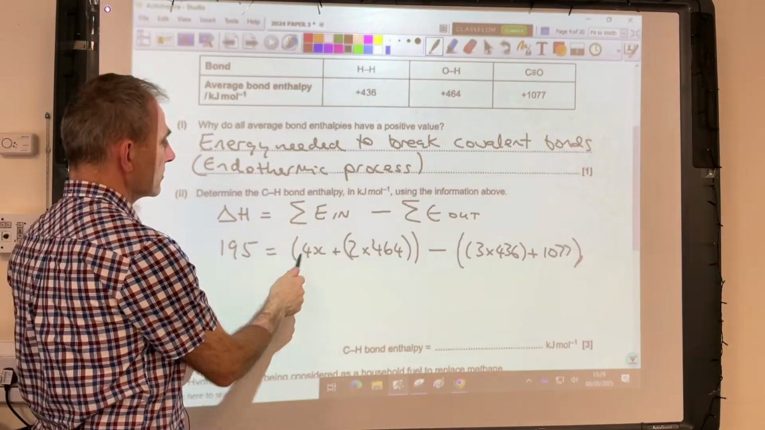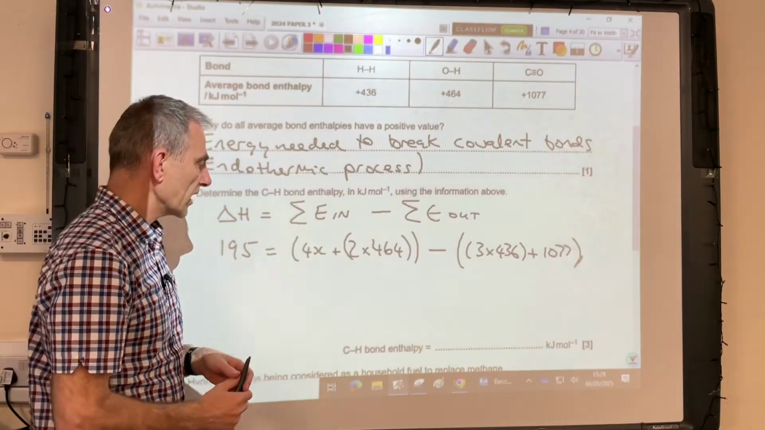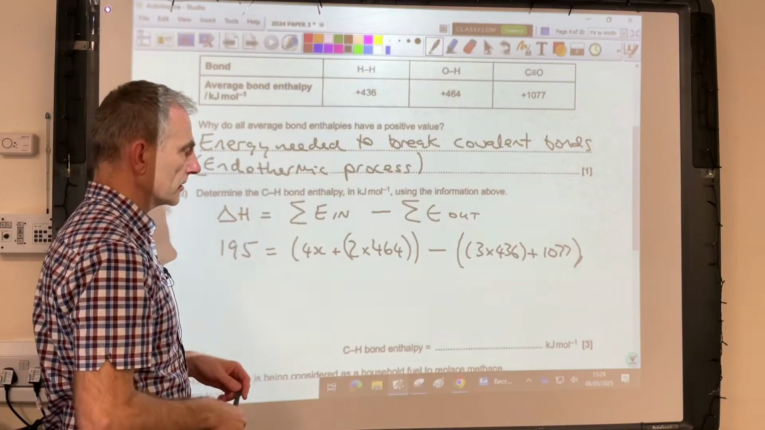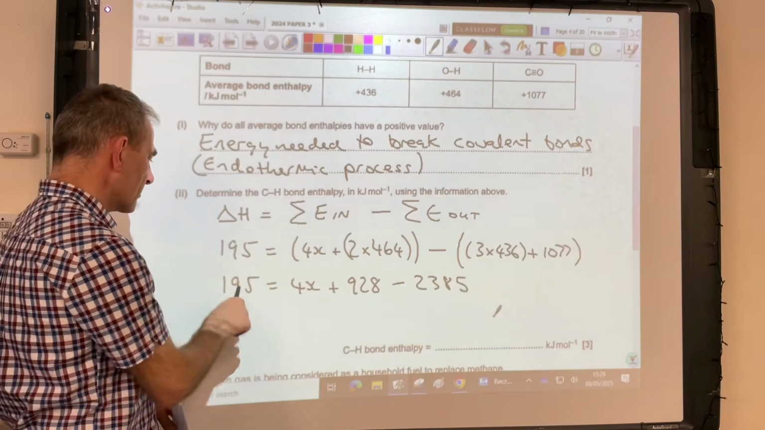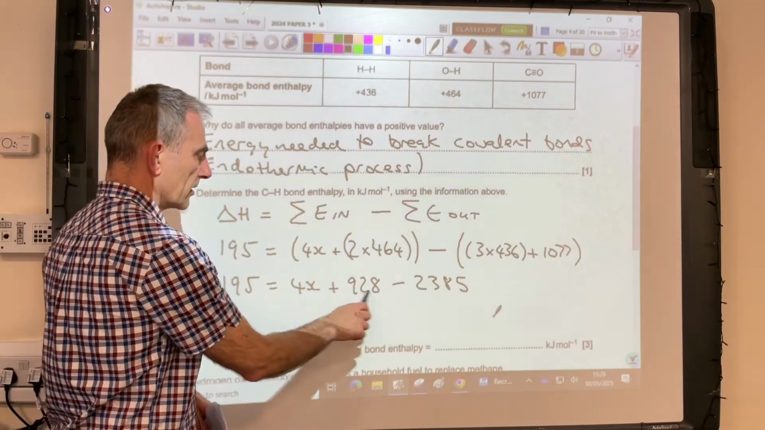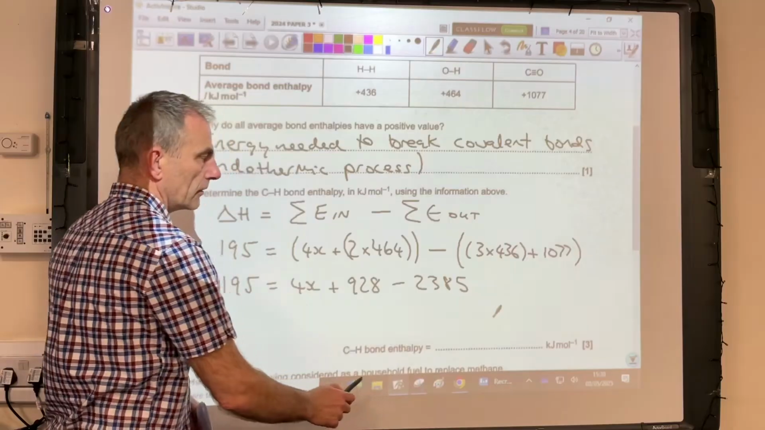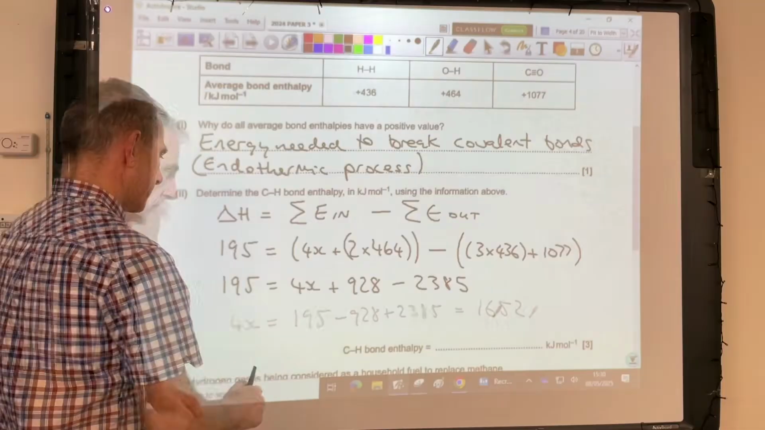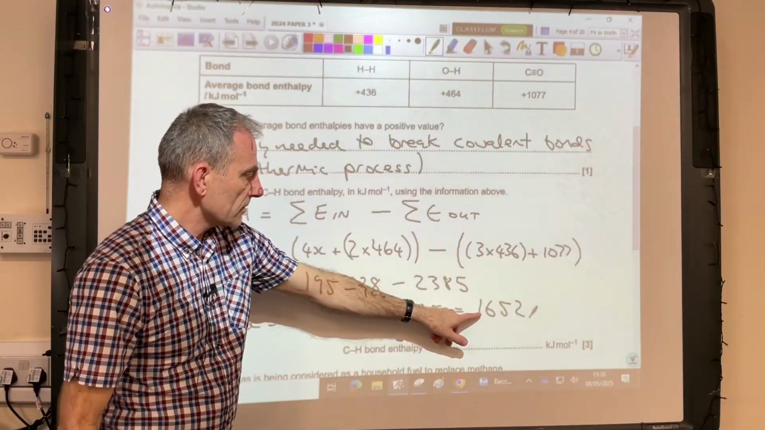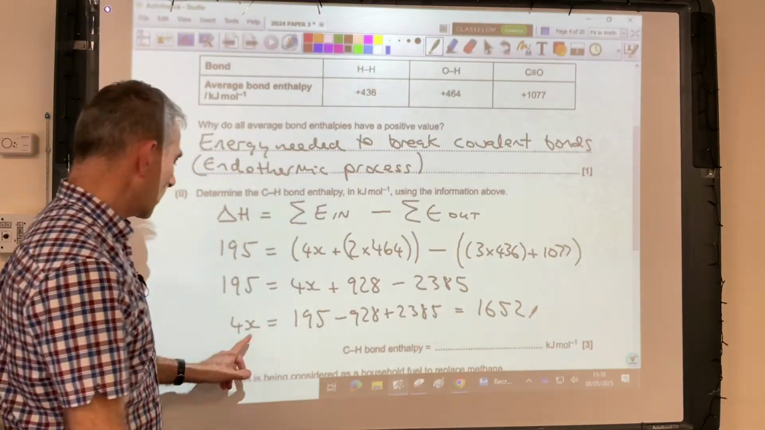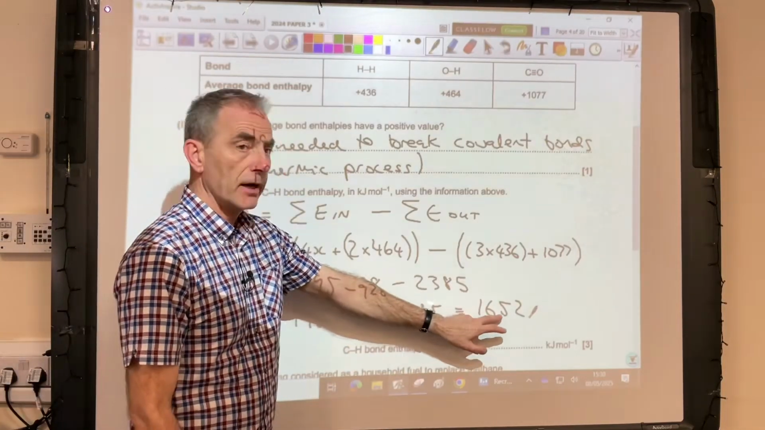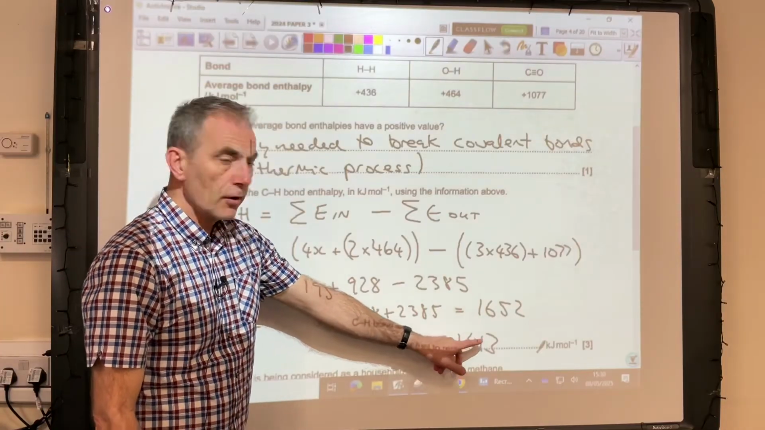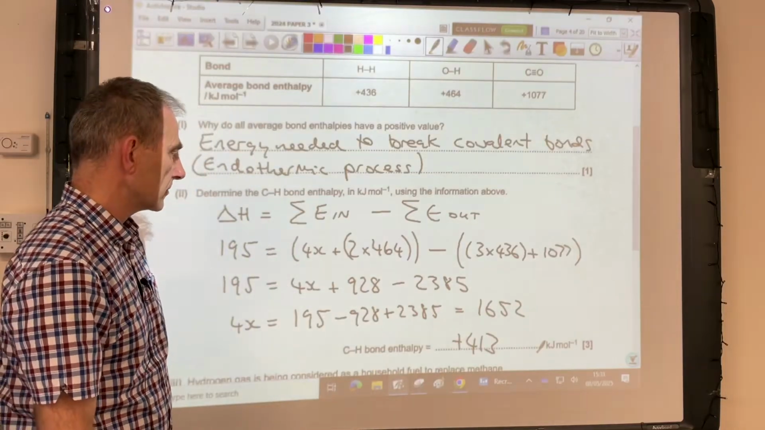There's all the numbers in there. The 4x refers to those 4 moles of CH bonds in methane. Ultimately we're going to solve for x to get the answer. I've just tidied up the brackets a little bit. So 195 equals 4x plus 928 minus 2385. That's the sum of that bracket there. Now I'm going to isolate that 4x. So 4x comes out as being equal to 1652. We want to know what x is, so we divide that by 4. That means that CH bond enthalpy is plus 413 kilojoules per mole.